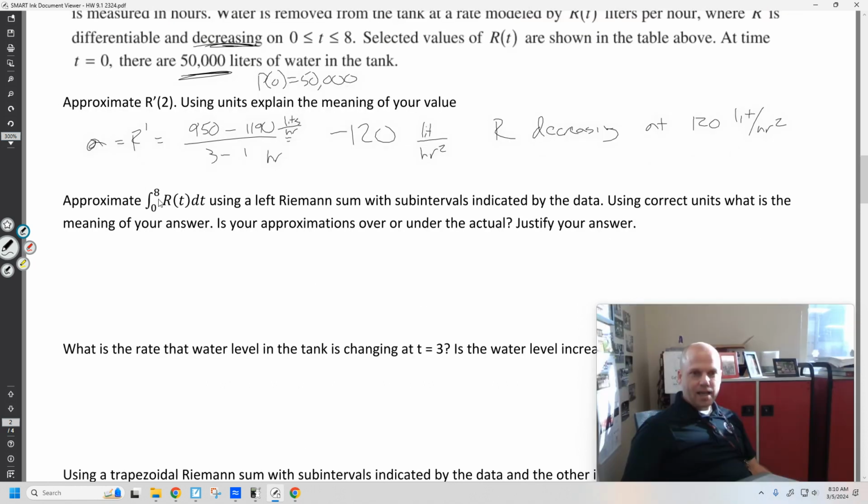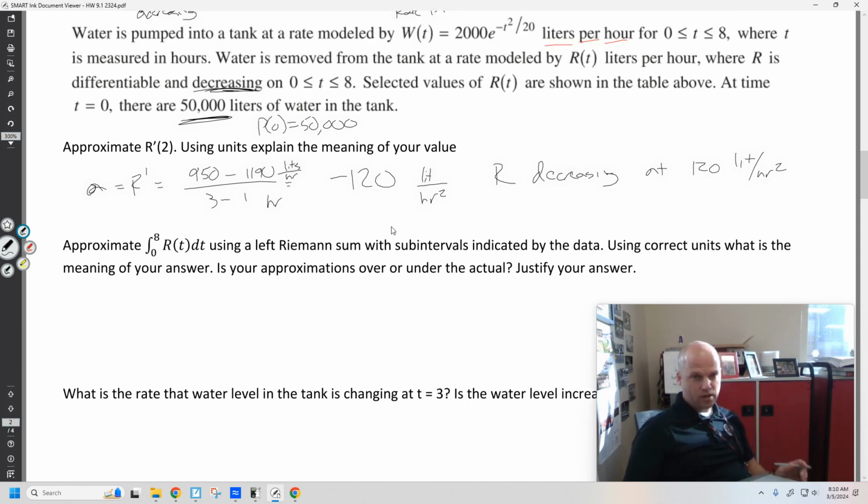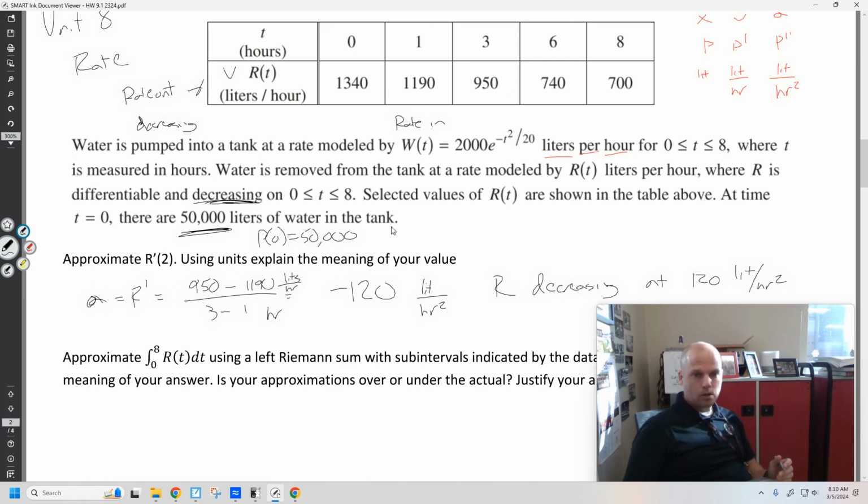Approximate the integral from 0 to 8 using a left Riemann sum. Using correct units, what is the meaning of your answer? Is your approximation over or under the actual, justifying your answer? All right. Left Riemann sum, approximate the accumulation of R.